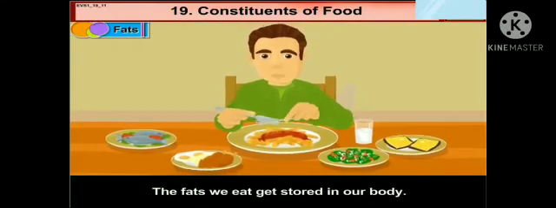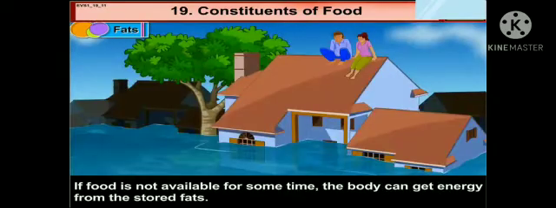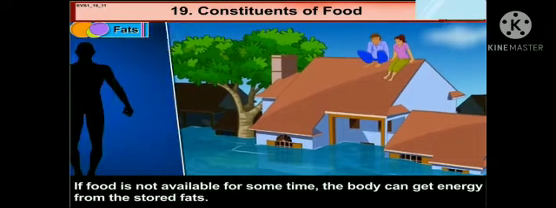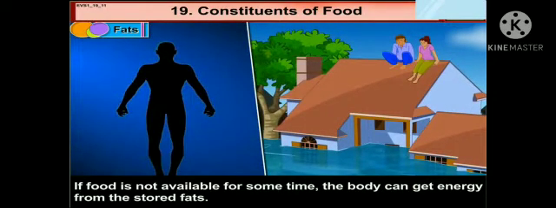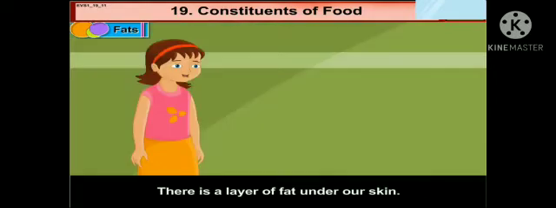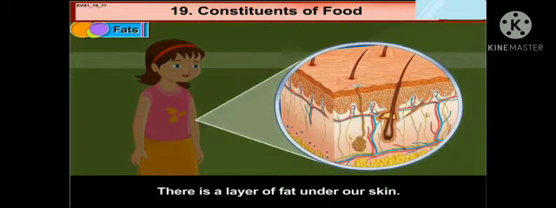The fats we eat get stored in our body. If food is not available for some time, the body can get energy from the stored fats. There is a layer of fat under our skin. It gives shape to the body and, like a blanket, also prevents loss of heat from the body.